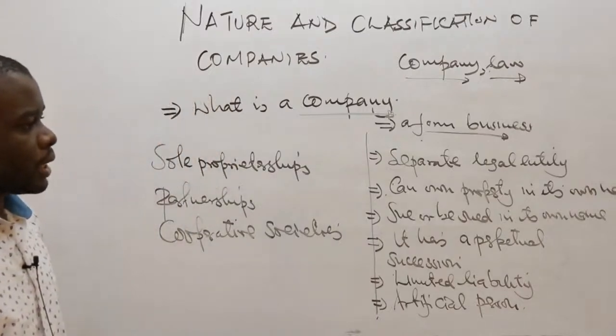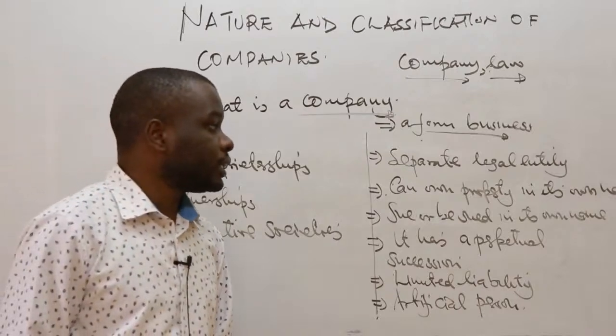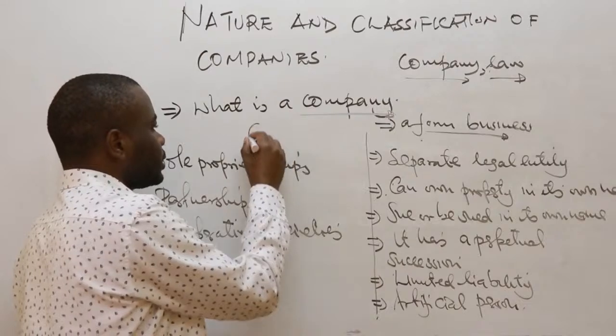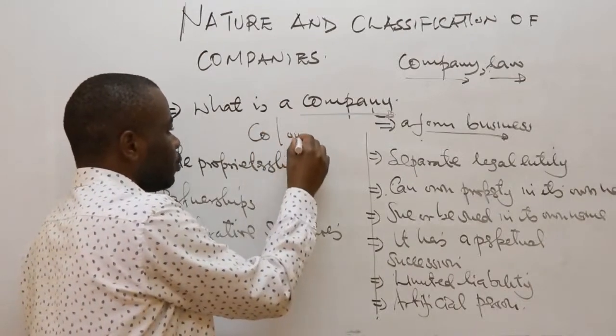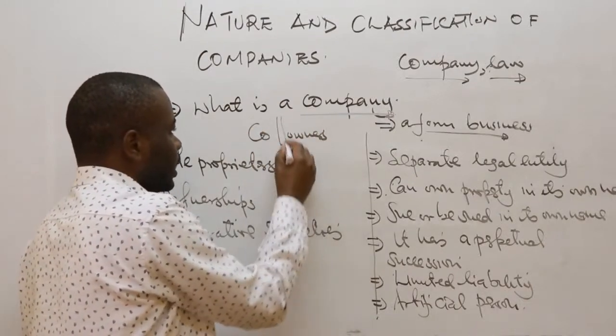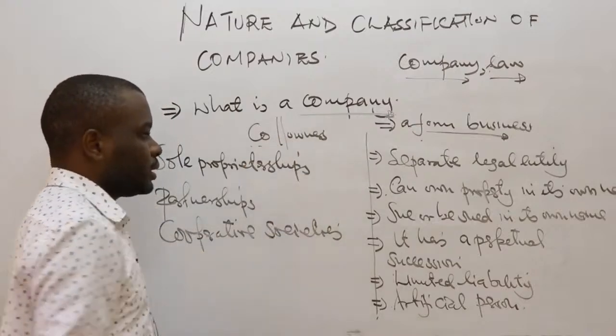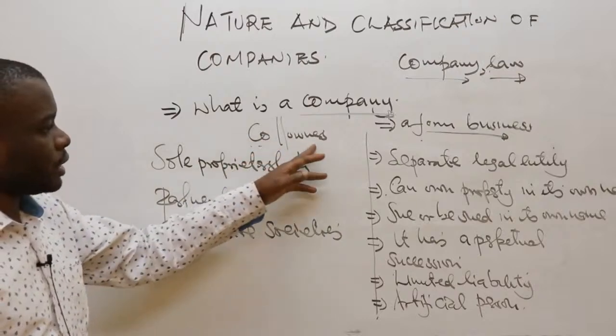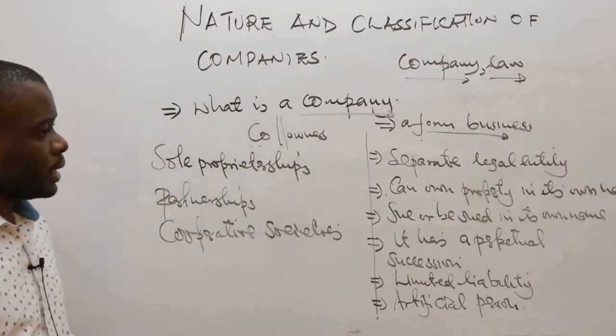So when you talk about a company being a separate legal entity, we mean that the company itself and the owners are actually two distinct parties. So the company itself and the owners are not one and the same person.